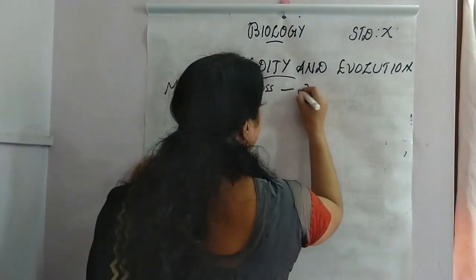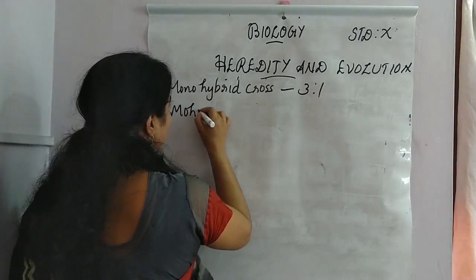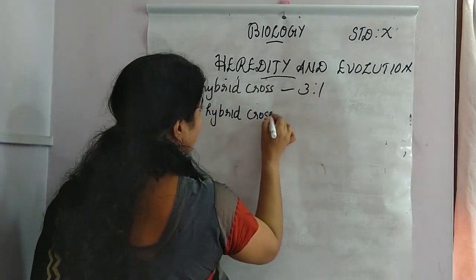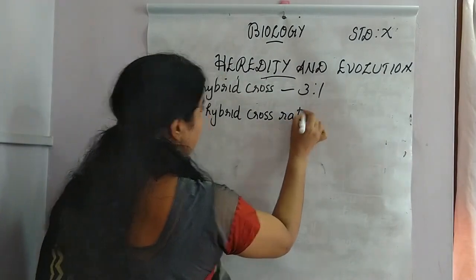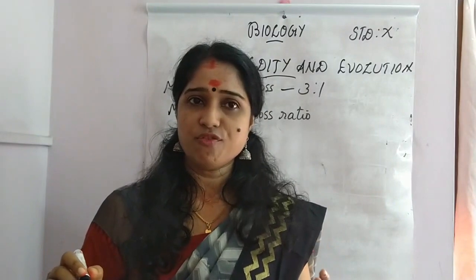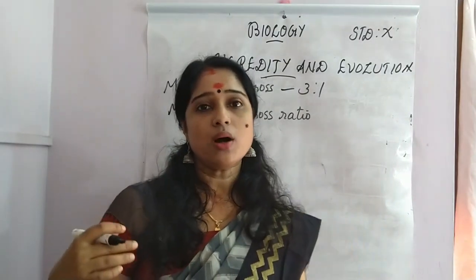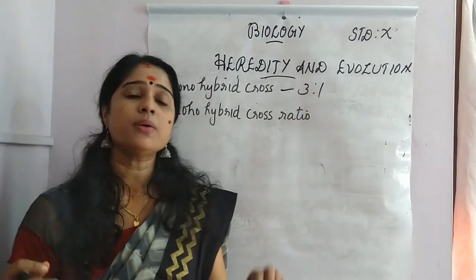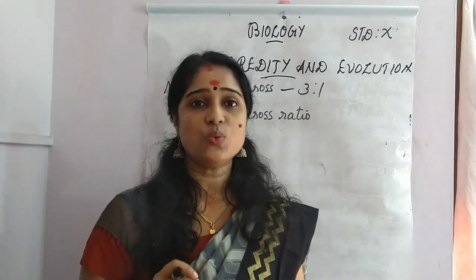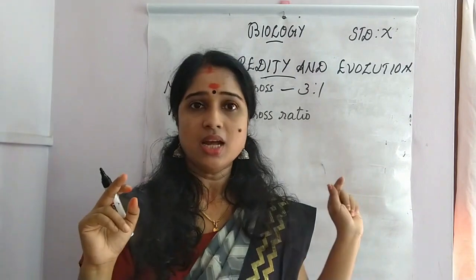And the ratio he got there is 3:1, right? Such a ratio is known as what? Monohybrid cross ratio. As only one pair of characters is involved, it is known as monohybrid cross. As the ratio 3:1 is formed after the crossing of only a single character, it is known as the monohybrid cross ratio. Clear? What is that? 3:1.